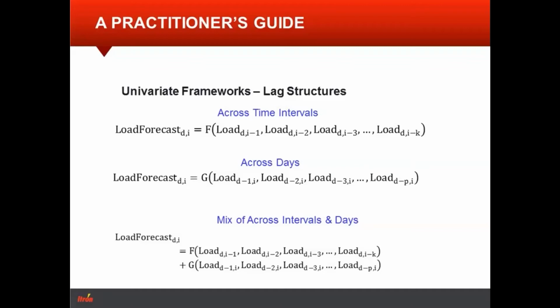I could say my forecast for 1 p.m. is a function of what the loads were at 11 and 10 and 9. If all I have is what happened yesterday, then I have a cross-day lag structure. So my forecast for 1 p.m. is a function of what the loads were yesterday at 1 p.m. So that's a different kind of lag structure. And then obviously the combination of both offers up a third lag structure. Which one you use totally depends on what data is available to you at the time you're doing the forecast.